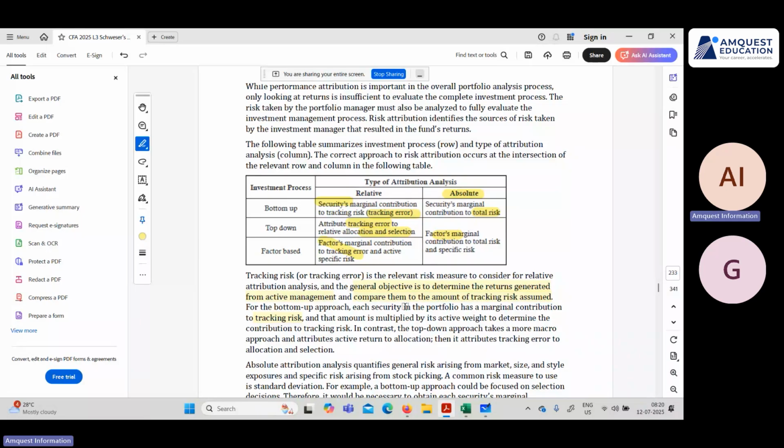Right? जितना भी दूर जाओगे अपने benchmark से, उतना ज़्यादा वो contribute कर रहा है अपने tracking risk की तरफ. And then that amount is multiplied by the active weight to determine the contribution to tracking risk. ठीक है? You are multiplying it with the active weight. That's how you are digressing, where for two securities A and B you are overweighting and underweighting. Depending upon the active weight you have, that much contribution you make to the tracking risk. And it does the same in terms of top down, just that you are doing it at a broad level, not at a security selection level.